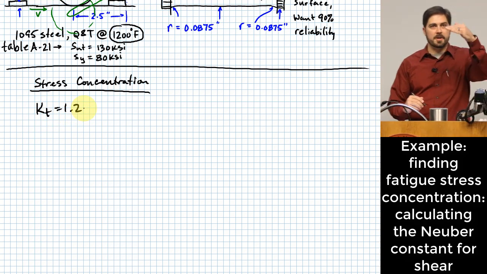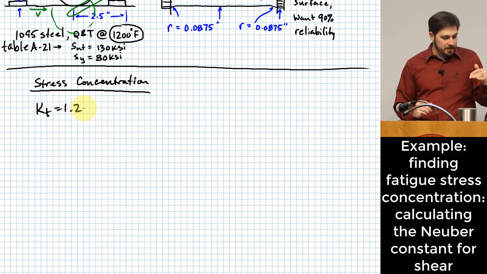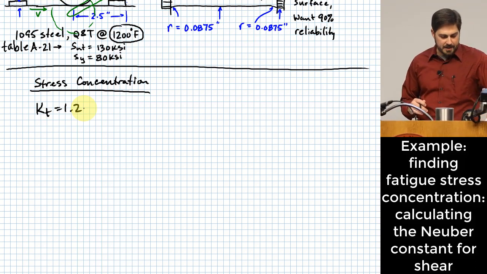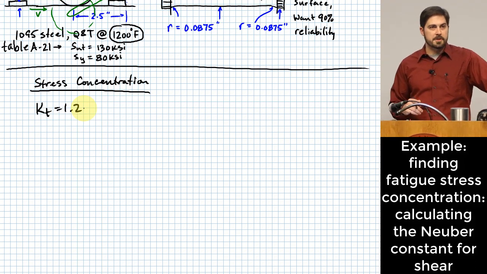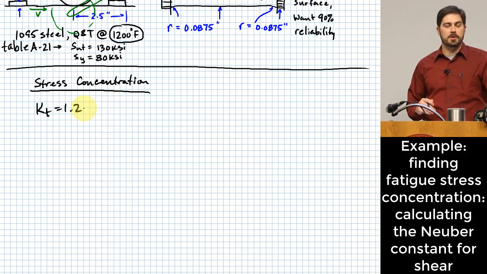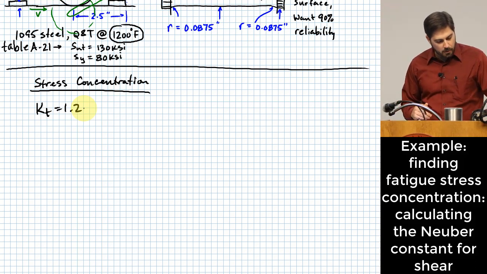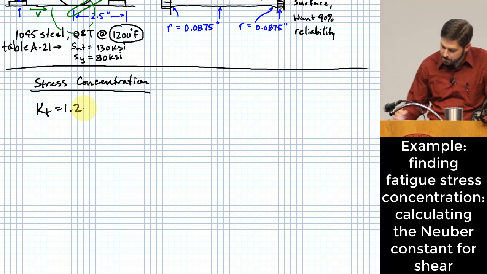Well, there's a whole process, and I showed you how to do it with the chart last time. I'm going to go back to doing it with the equation this time, and one of the reasons for that is that there is actually a different equation for your Neuber constant when you are dealing with shear rather than with a normal orientation of stress. And the equation that we're going to look to is equation 635b.